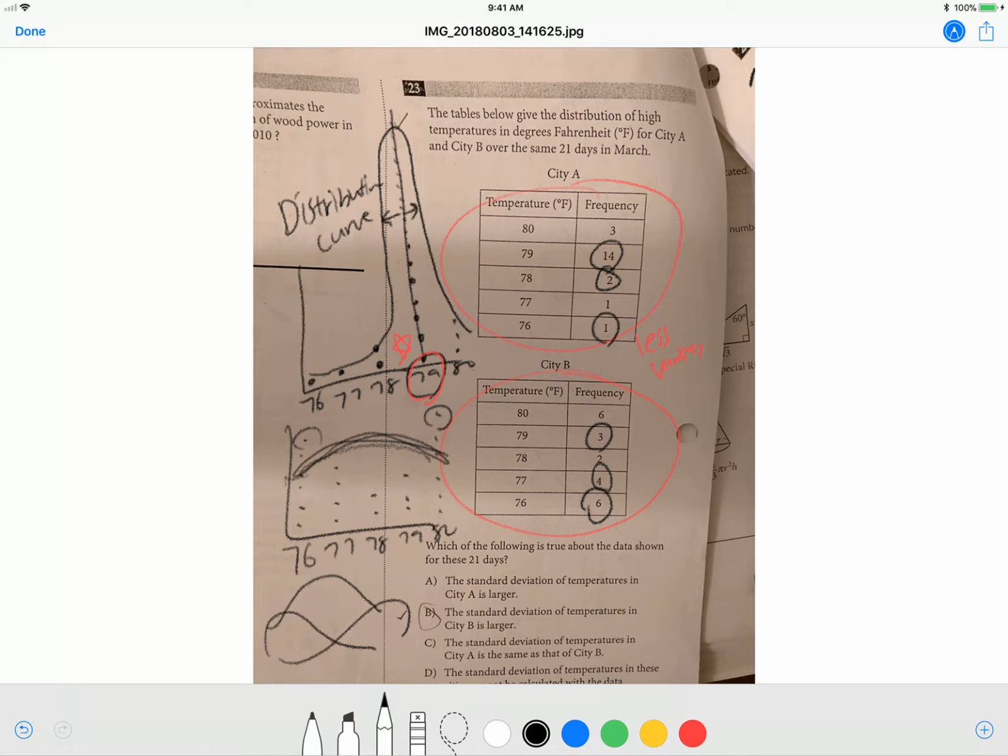So this is a distribution curve. Center measurement here, look how spread out the data are. Because there are less congested areas, this has more variety, right? It's not like I have 14 of the same 79s over and over again. I have just generally fair distribution of all the different kinds of temperatures here. So therefore, what we say is city B will have a higher standard deviation. So the standard deviation of temperature for city B is larger. Answer choice B is absolutely true because it is more spread out. Remember, standard deviation, the S stands for spread out.